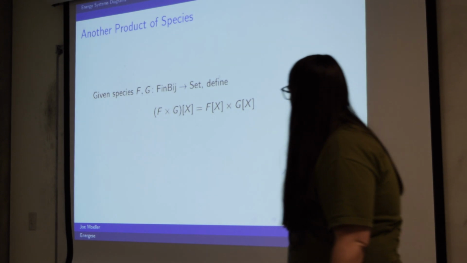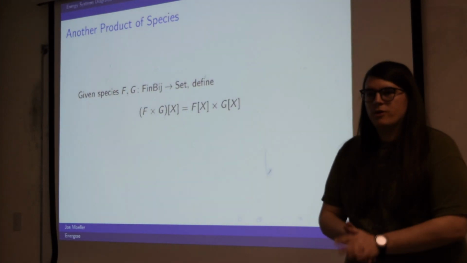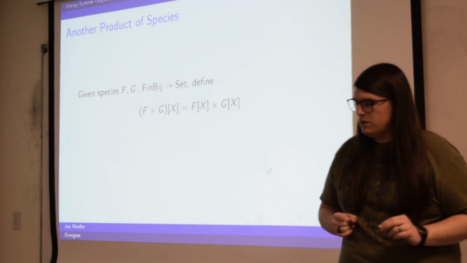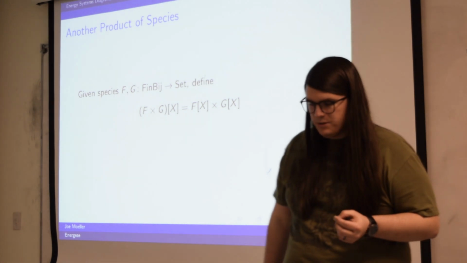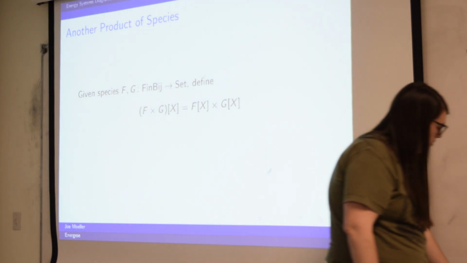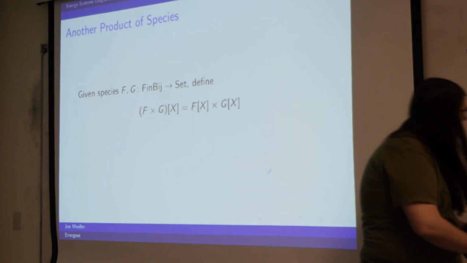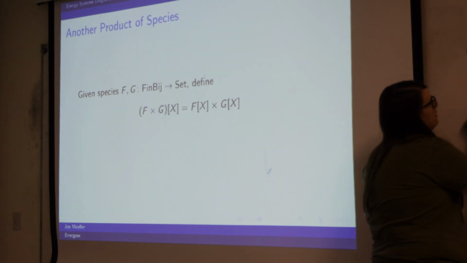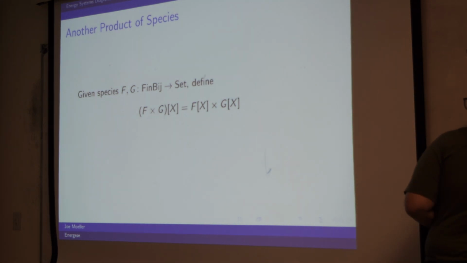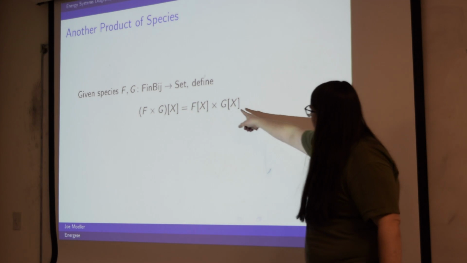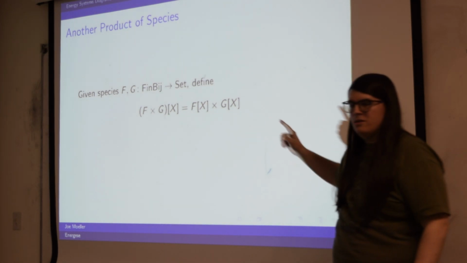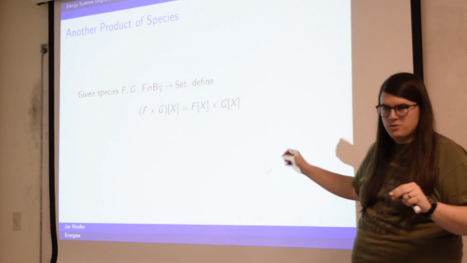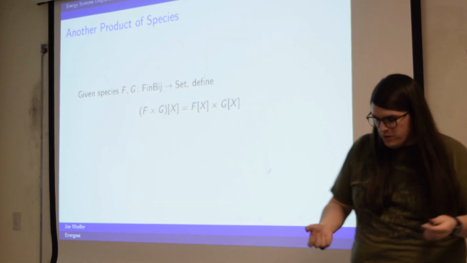So here's another product. I didn't see this described explicitly where I was reading, but it seems pretty obvious, and it also seems pretty useful. So I'll just tell you what it is. You just take the product of the F structures on the set and the G structures on the set. And so what do you get?